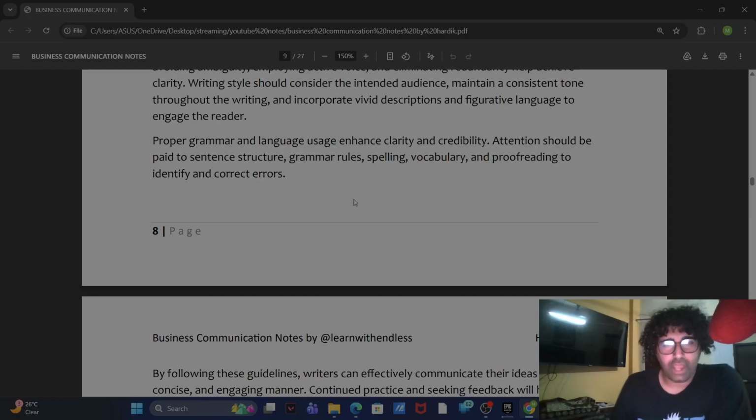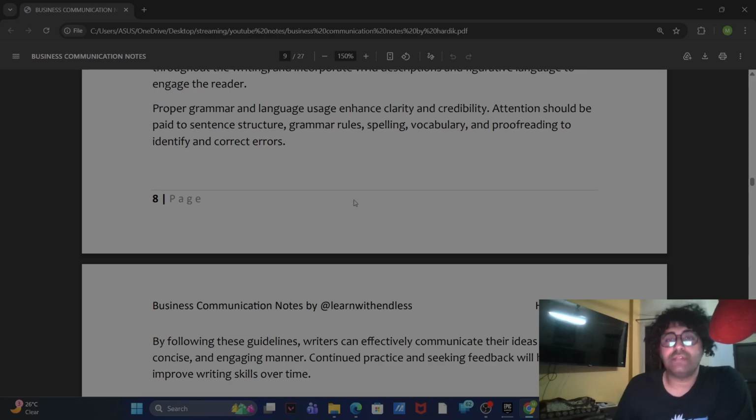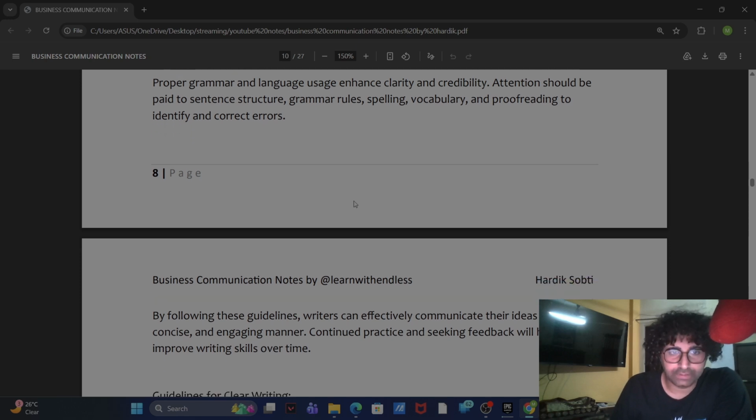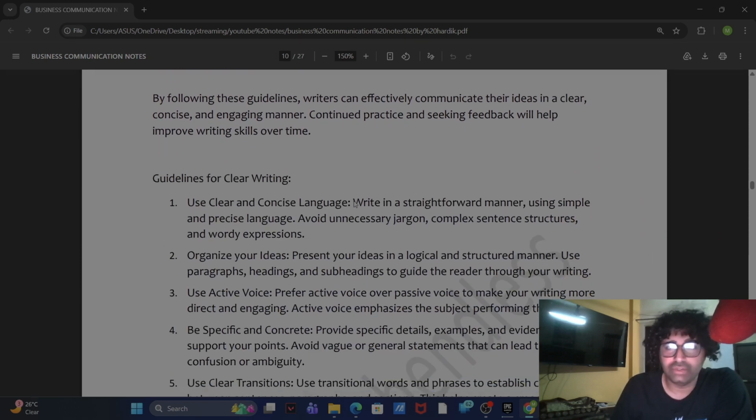Proper grammar and language usage enhance clarity and credibility. Attention should be paid to the sentence structure, grammar rules, spelling, vocabulary, and proofreading to identify and correct errors. By using these guidelines, writers can effectively communicate their ideas in a clear, concise, and engaging manner. Continued practice and seeking feedback will help improve writing skills over time.